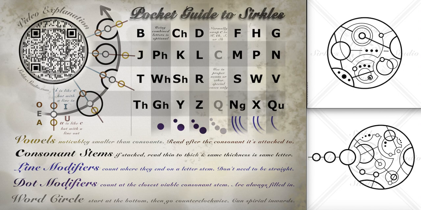Another major difference is that you can stack letters on top of each other. So here we have a vowel attached to a consonant. These black lines here are the consonant stems, and we can have vowels attached to them. Vowels are always smaller circles, noticeably smaller than consonants, and they're read after the consonant it's attached to. So we have our consonants with attached vowels.